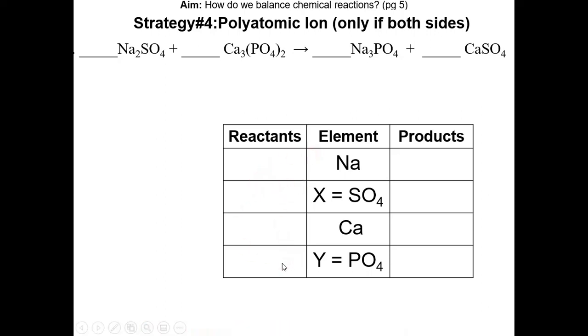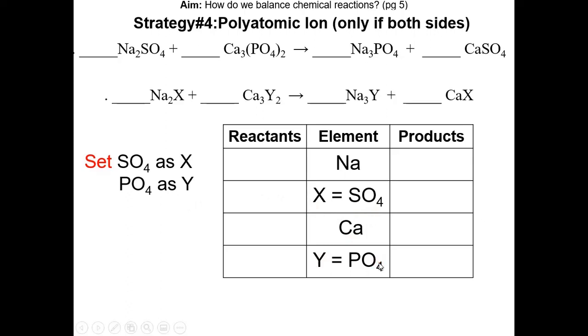So the first step is to set a variable for each polyatomic ion. So SO4 will be X, PO4 will be Y, and you're going to write that in your table as well. You then want to rewrite the equation with the variables. Keep in mind X is set to SO4 and Y is set to PO4. So notice we simplified the chemical equation so it's much easier to balance now. So now let's fill in the table.